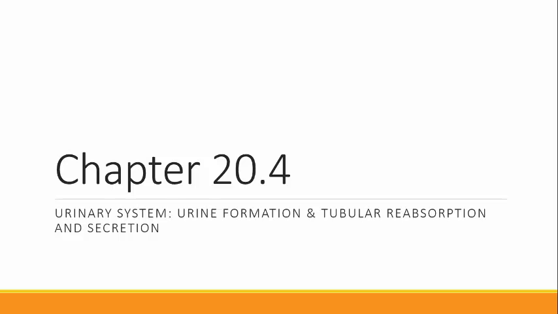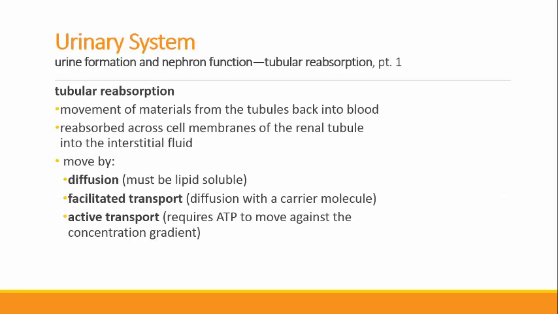So let us begin the process. The first of the two processes that we're going to discuss is tubular reabsorption. And again, to remind you, tubular reabsorption is movement of materials from the nephron tubule back into the interstitial fluid and then into the blood. So we reabsorb materials that are found in glomerular filtrate and bring them back into the body through the process.